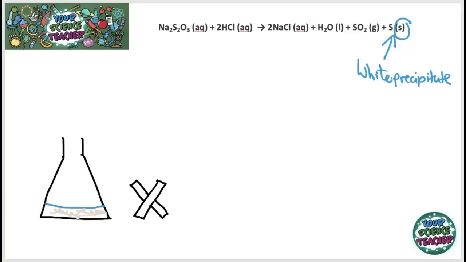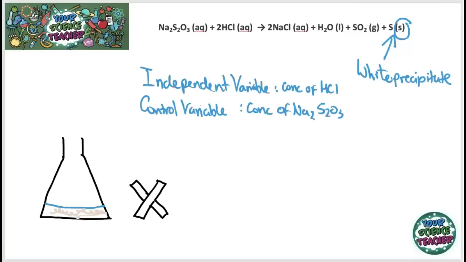Now, in this reaction, you could either change the concentration of sodium thiosulfate or hydrochloric acid. It doesn't really matter which one you change, as long as the other one is the control variable. And what you're also going to have to control is other factors that could affect the rate of reaction, for example, the temperature. If you increase the temperature, that's obviously going to have an effect on the rate, speeding it up.